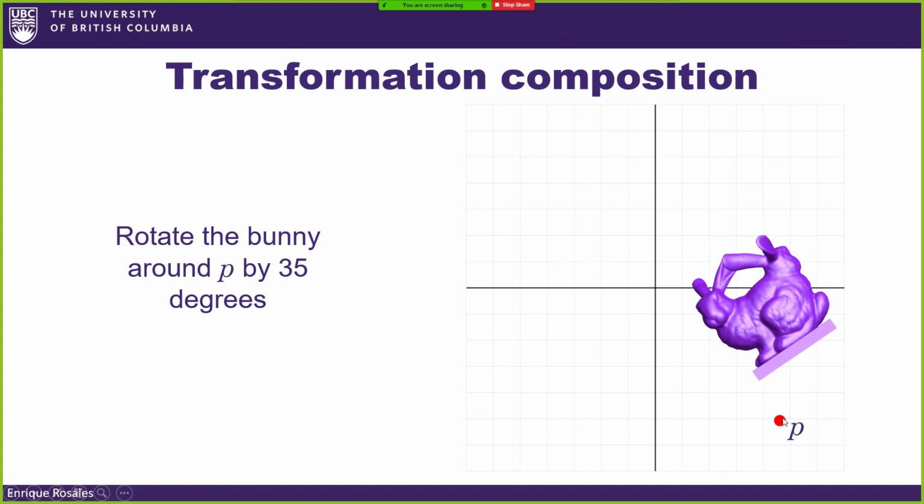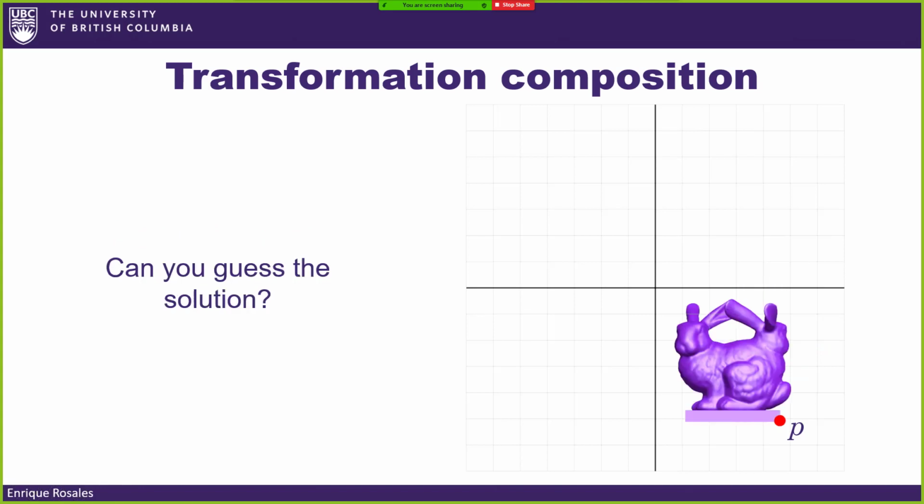So in that case, I'm not rotating around P. I'm always rotating around the origin, because it's a transformation matrix, it's linear, and it will always keep the origin fixed. So this is clearly wrong. Can you guess what would be the solution if what I want is to rotate this bunny with two heads 35 degrees with respect to P?